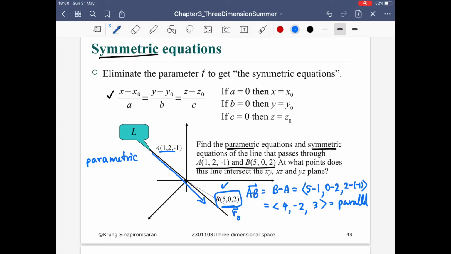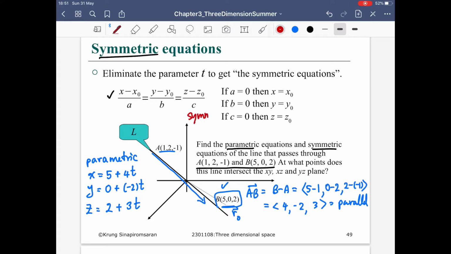So first, the parametric equation will be x equals the first point component plus the parallel vector's first component, y equals the second component plus the parallel vector's second component, and z equals the third component plus the parallel vector's third component. Okay, so this is your x, y, and z.